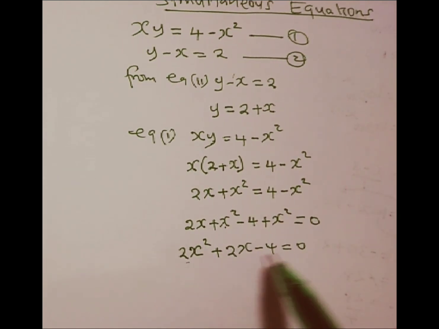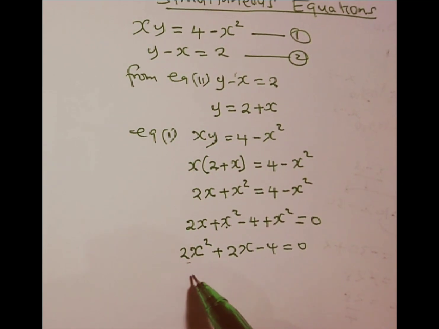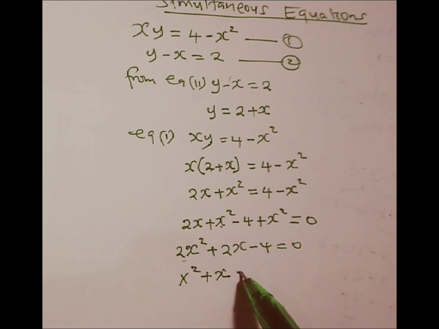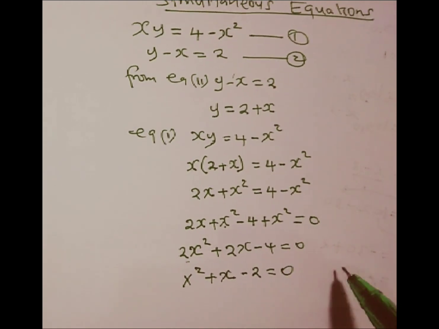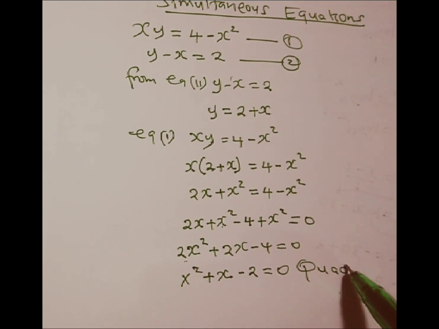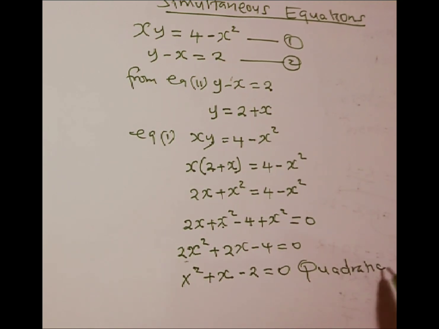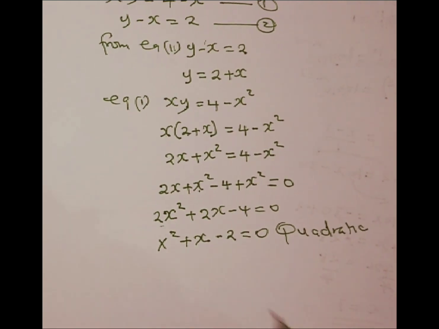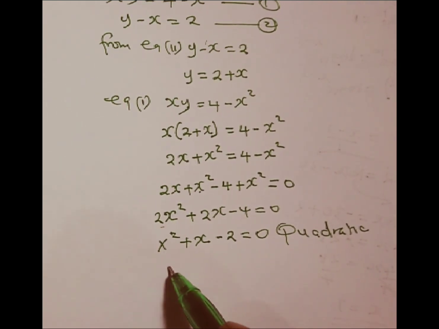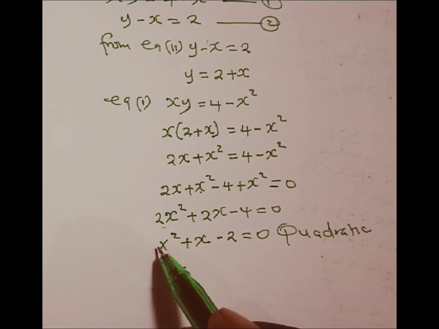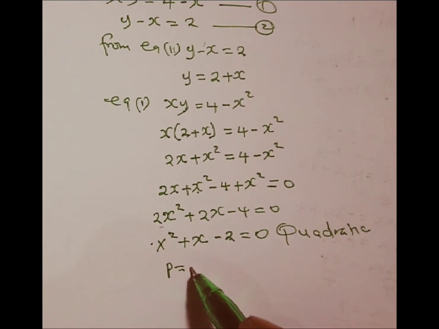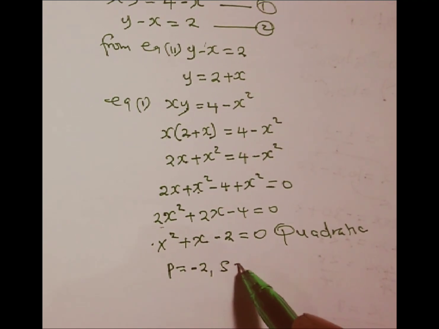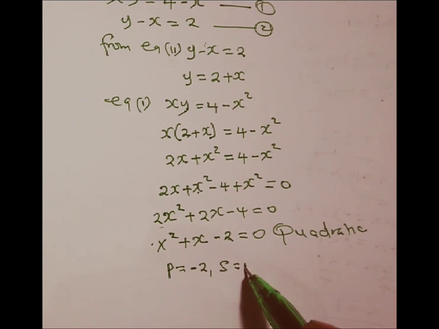If we divide all through by 2, we are going to have x squared plus x minus 2 being equal to 0. This is a quadratic equation, and therefore I decide to use factorization to work it out. In this case, we need to look for two numbers whose product is going to be equal to 1 times negative 2, giving us minus 2, and the sum of the two numbers will give us positive 1.